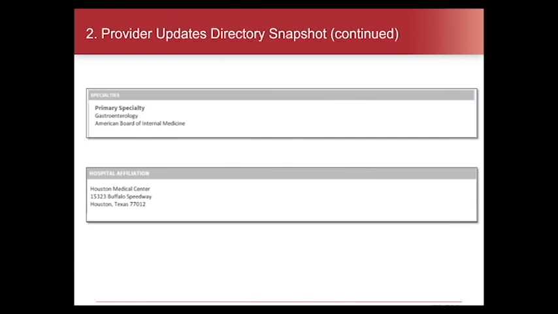Next, the provider can review and confirm both their specialties that we have listed and also their hospital affiliations. So again, we can have as many indicated on the screen as they currently have, and this is their opportunity to keep those up to date, especially those hospital affiliations where they may have a relationship that they want to indicate.